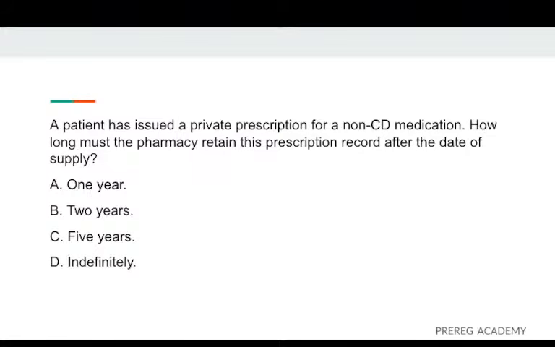What forms are used for private CD prescriptions? What's the name of the form? What's it called? Yes, it's the PCD prescription. It's pink in color. It's different from the normal FP10 prescription.